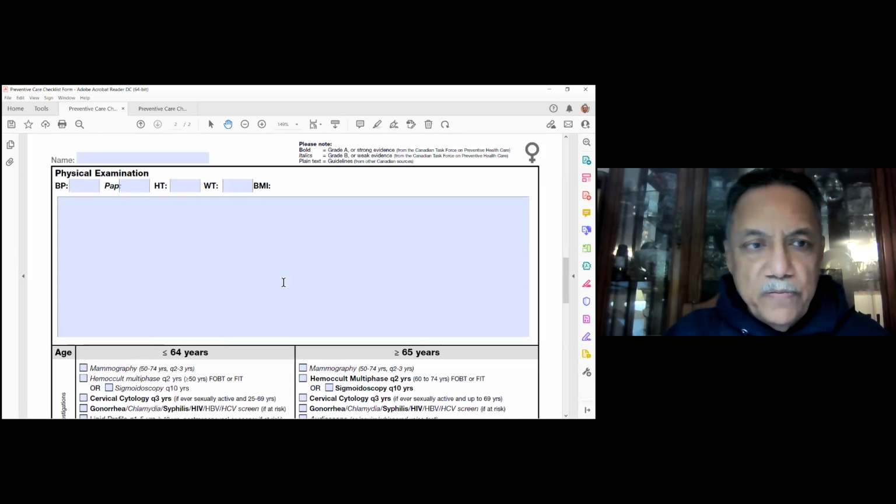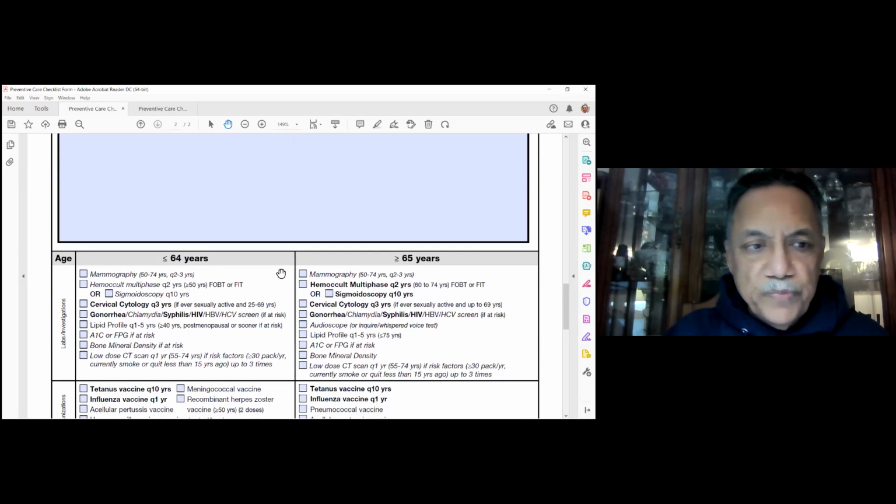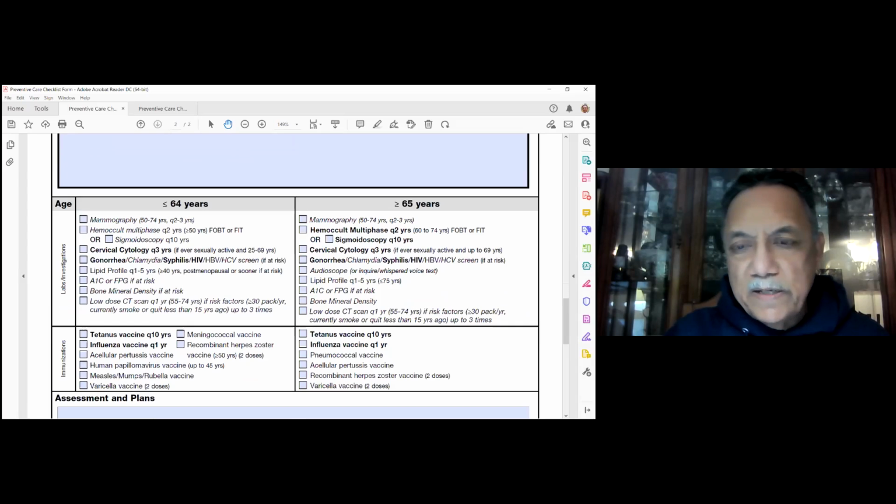And then if you go to the more than 65, then you will see that there are certain investigations, and the top investigation is the mammogram. Then there is a hemoccult blood test or the colonoscopy. Then cervical cytology. Okay, this one. Then gonorrhea, if at risk, and then the other things are common for men and women.